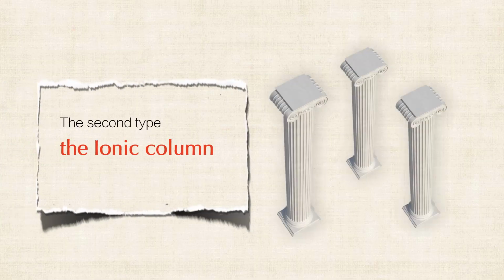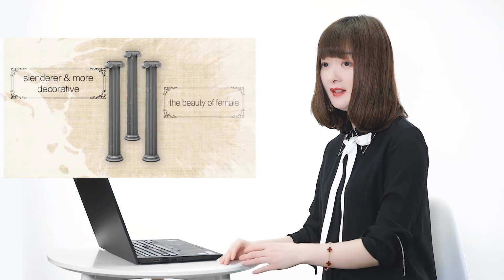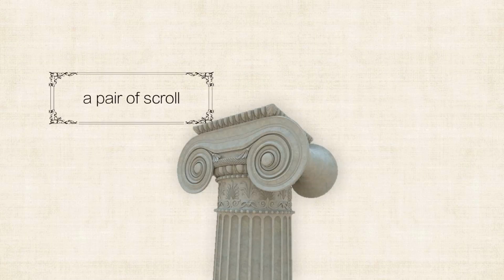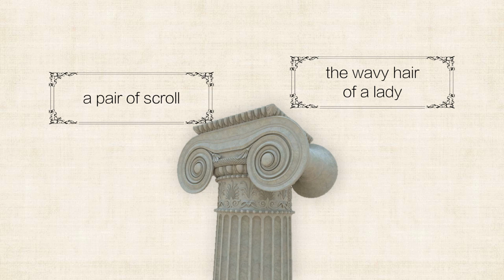The second basic type was the Ionic column. Compared to the Doric column, this one was slenderer and more decorative, representing the beauty of female. It was featured by a pair of scrolls at the top, which looked like the wavy hair of a lady.